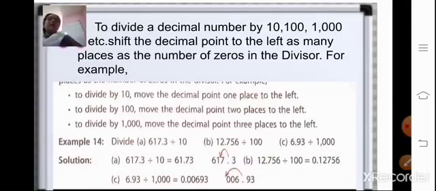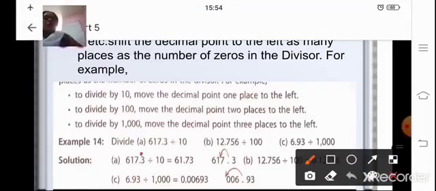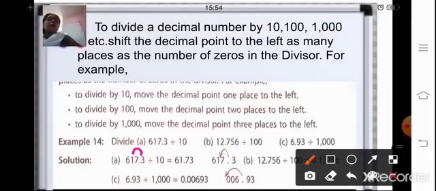See the example here. 617.3 divided by 10. The decimal point is after 7. When you're dividing by 10, move the decimal point one place towards the left. So it will be this side. That is, your answer is 61.73. Whereas in multiplication, we moved the decimal point towards the right-hand side.